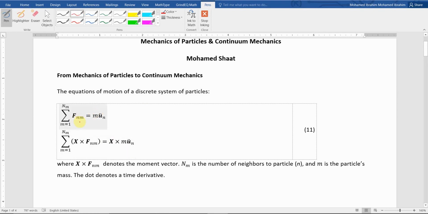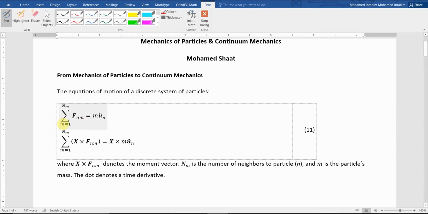As we mentioned, this Fn is the interatomic potential, or the interaction between two particles. One particle, which is our main interest here, is particle n, and the other particle is particle m, where this particle m is a neighbor to particle n. This equation describes the dynamic equilibrium of particle n under the influence of the forces, where this force is the force of interaction between two particles like particle n and m.